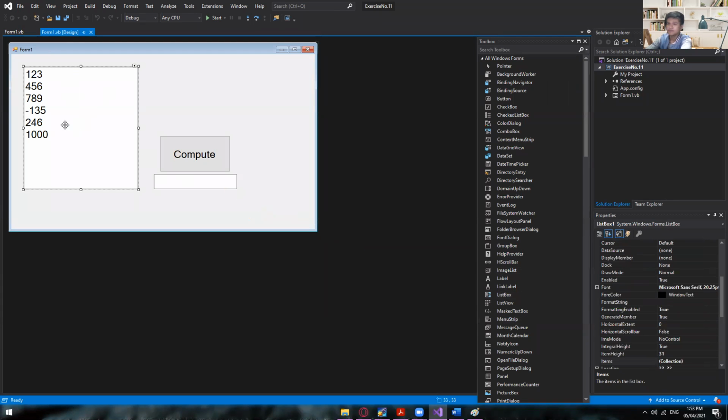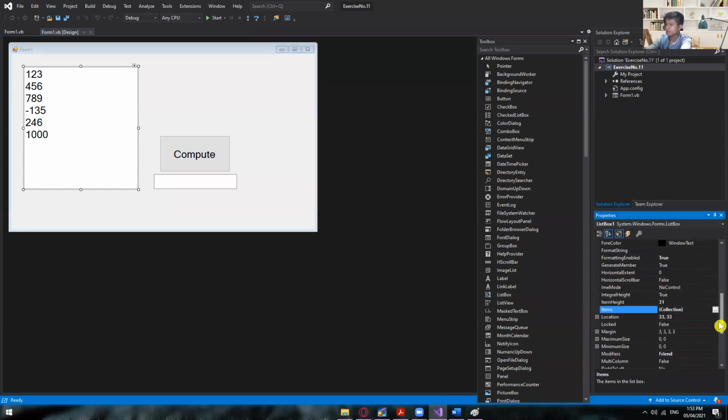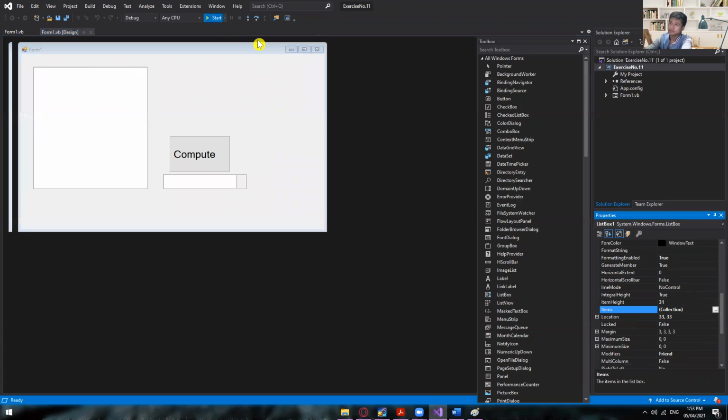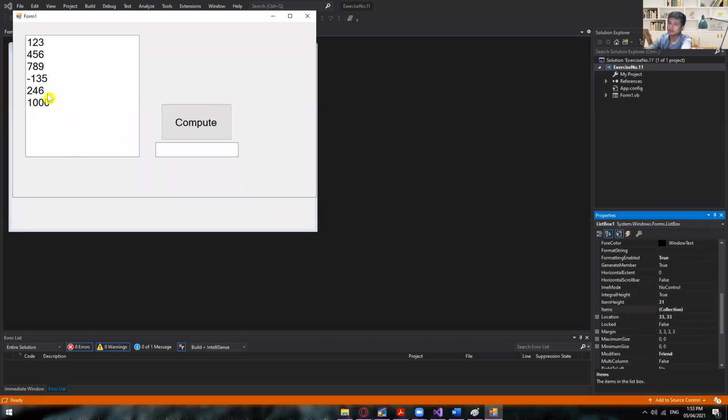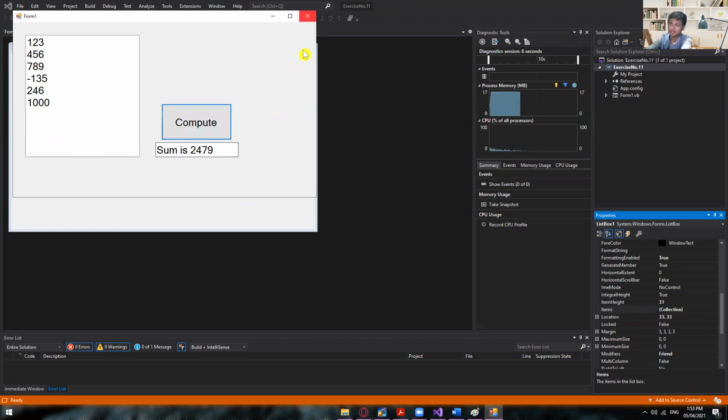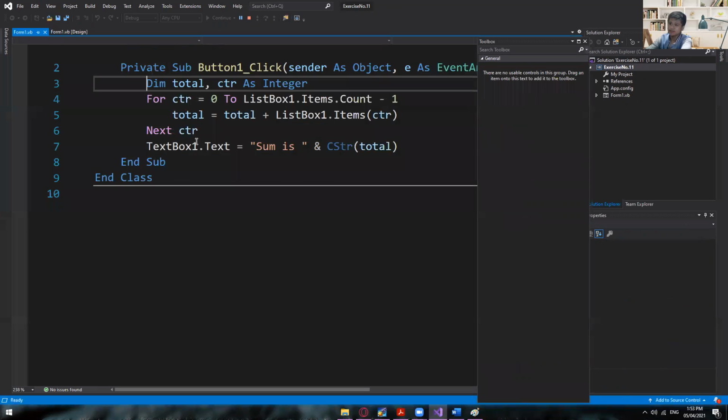So we have these values right here, which came from the properties collection of the list box: 1, 2, 3, 4, 5, 6, 7, 8, 9, negative 1, 3, 5, 2, 4, 6, and then 1000. If I click compute, all of those will be added with each other. The sum is 2479. So how did I do that one?